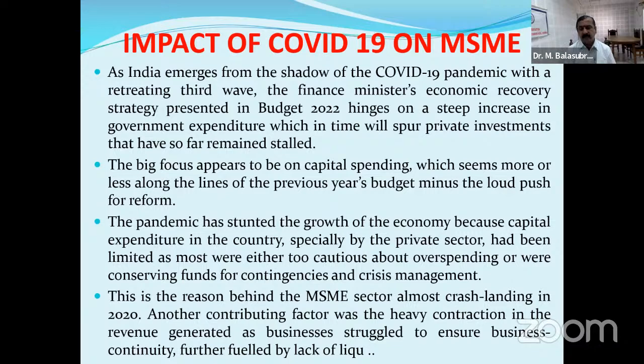The pandemic has stunted the growth of the economy because capital expenditure in the country, especially by the private sector, had been limited as most were either too cautious about overspending or were conserving funds for contingencies and crisis management. This is the reason behind the MSME sector almost crash landing in 2020. Another contributing factor was the heavy contraction in the revenue generated as businesses struggled to ensure business continuity, further fueled by lack of liquidity.